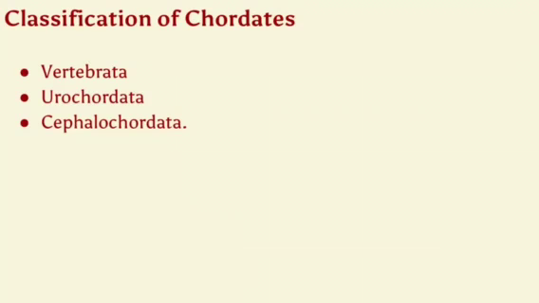Okay, in this lesson we're going to make our transition into our next phylum, Phylum Chordata. The classification of chordates can be divided into three major subphyla: Vertebrata, Urochordata, and Cephalochordata. Vertebrates are all chordates that have a backbone. The other two subphyla are invertebrate chordates, meaning that they lack a backbone.